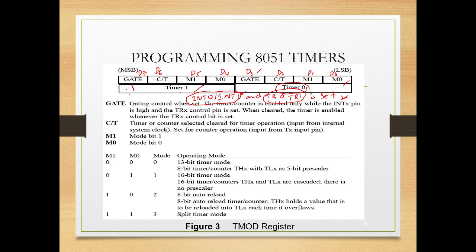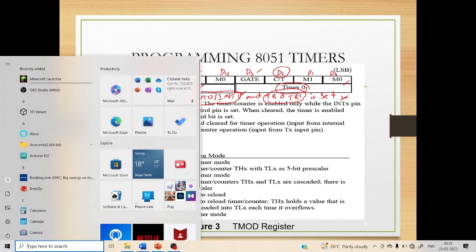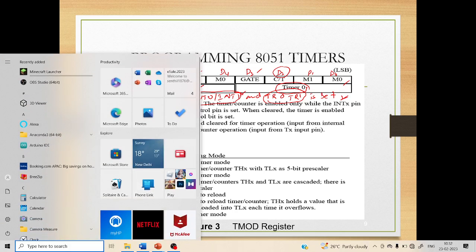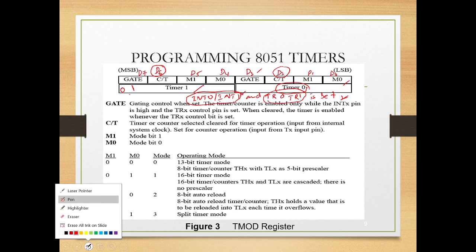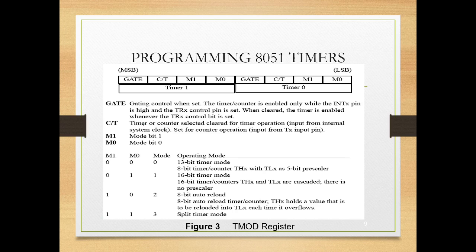If we want to disable it, we are not selecting the timer. In such a case, this bit is 0, so the timer is not selected. Next, we have bit D6 as well as bit D2, which will identify the timer or counter modes, whether we are taking a timer or a counter.